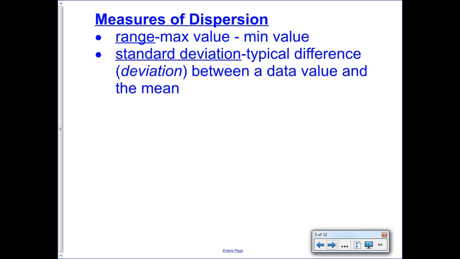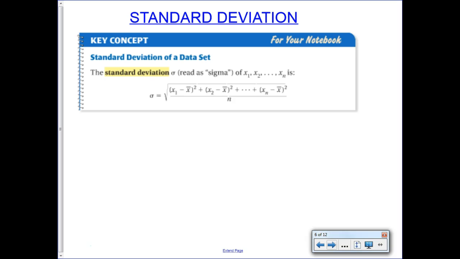All right, then we have the measures of dispersion, and that's how far apart things are. One of those is the range. That's where we take the maximum value minus the minimum value. And then the standard deviation is the typical difference, or the deviation, between a data value and the mean. And we're going to get a new formula for standard deviation.